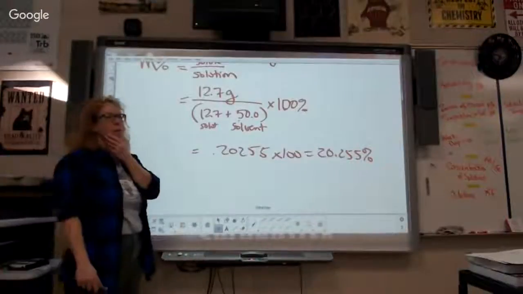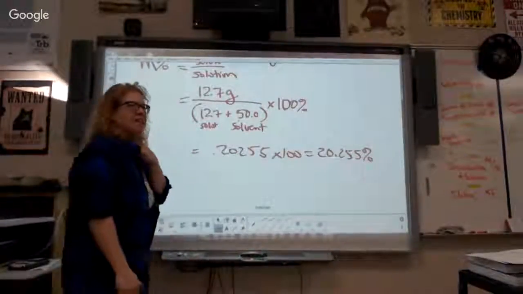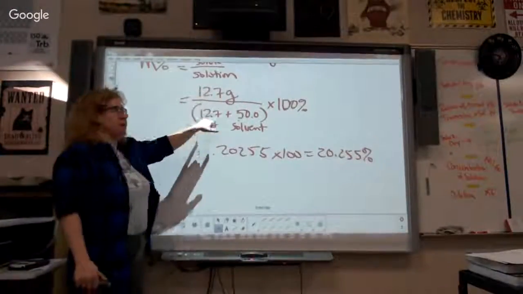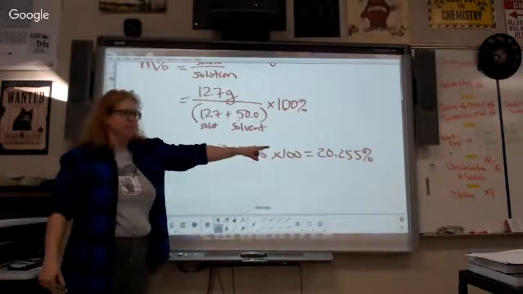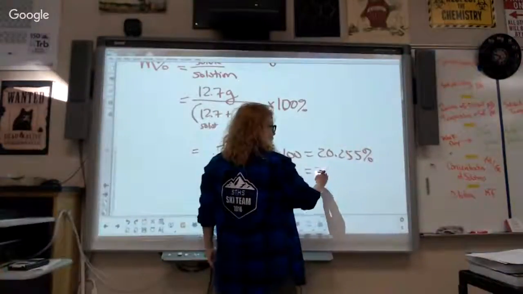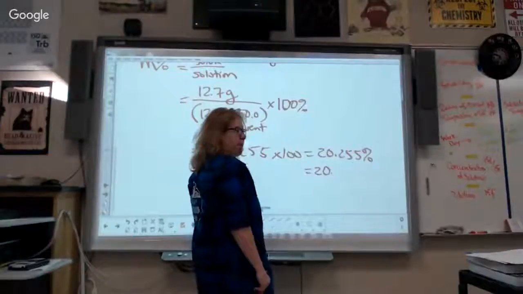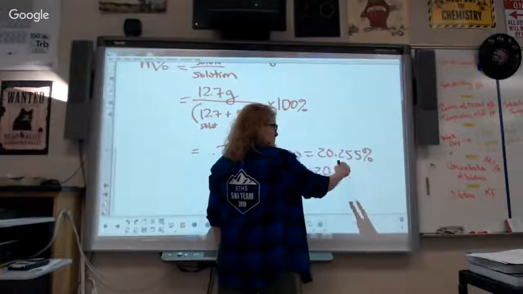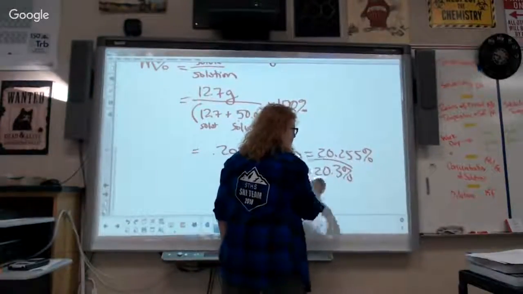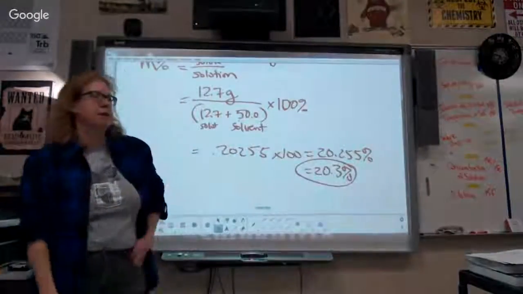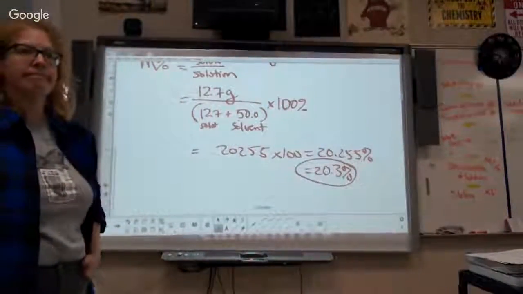I know we haven't. That's why I'm mentioning them again. Sig figs in our problem. How many do we have? 3. Round it to 3. 20.3%. That rounds up. So that would be our final mass percent in correct rounded sig figs.